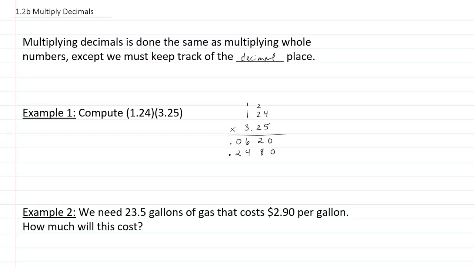And now for the final number, we have 2 zeros. And 3 times 4 is 12. So we write a 2, carry the 1. 3 times 2 is 6, plus 1 is 7. And 3 times 1 is 3. And again, we count over 4 decimal places. 1, 2, 3, 4.